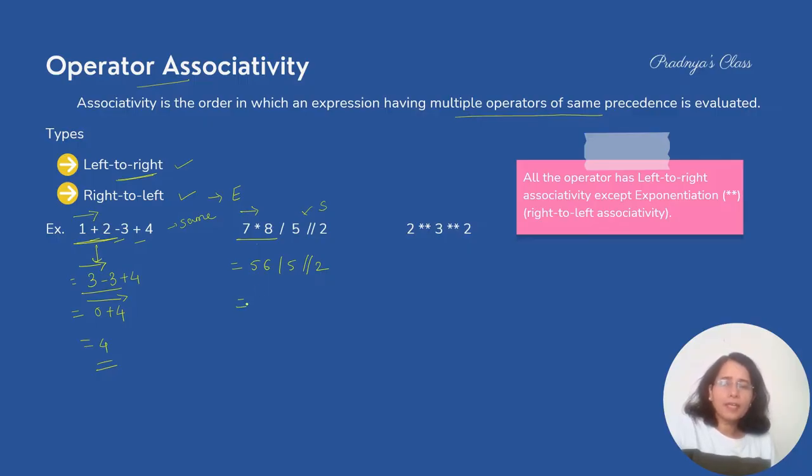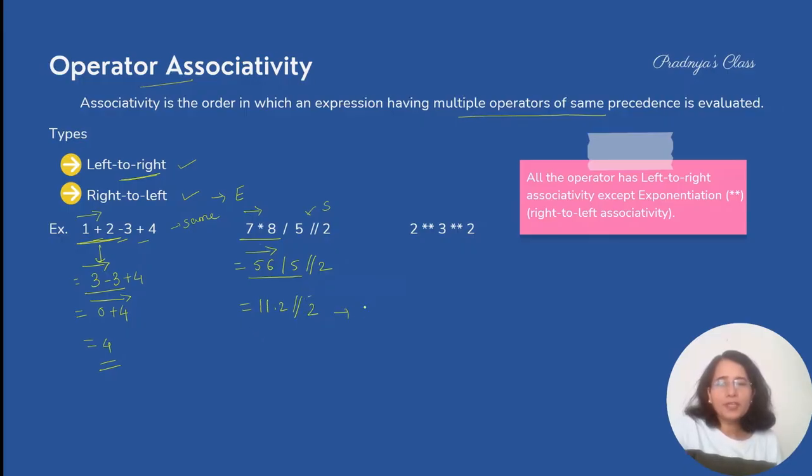And again, in the next step, we have to calculate from left to right. So 56 divided by 5 will get calculated. We will get 11.2. And next is floor division by 2. Actually, the answer of this is 5.6, but this will get truncated and we will get answer 5.0.